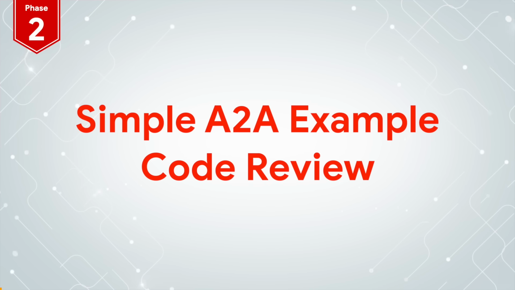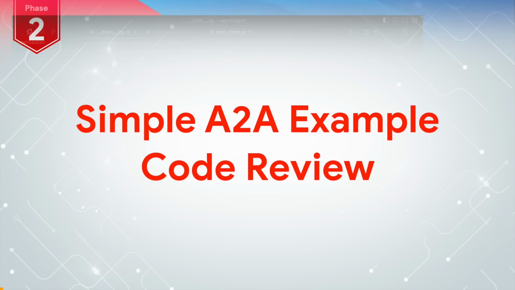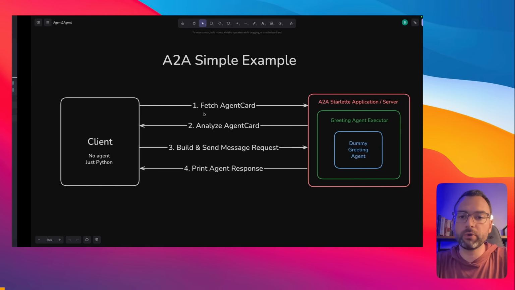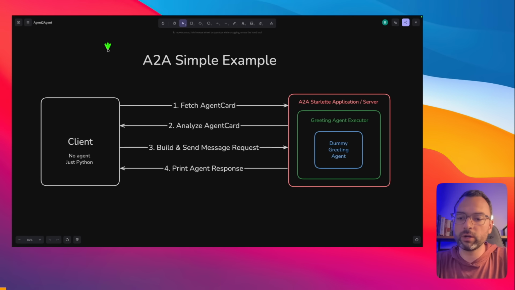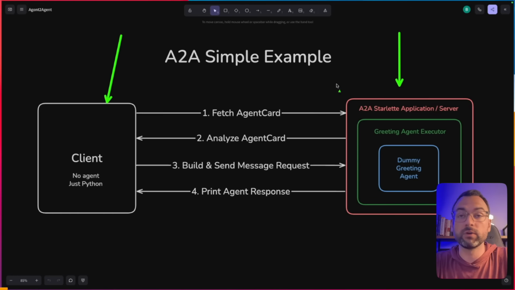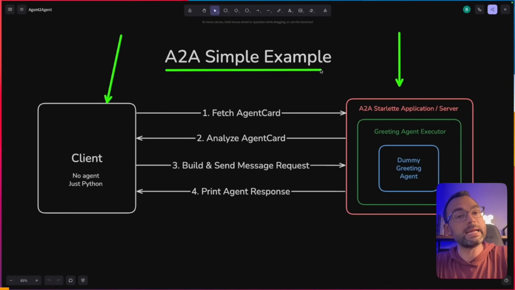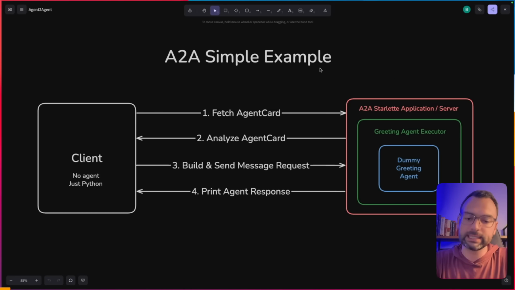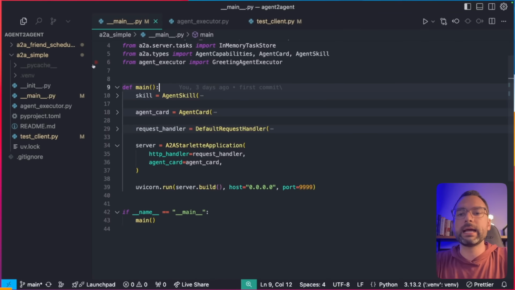So welcome to the code portion of phase 2, where we're going to cover the super simple example that we talked about earlier, where we have a client and a server, and everything is going to be using the A2A protocol so you can see all the core concepts in action. Now, inside of this super simple example, you can find all the code in A2A_simple, and we are mostly going to be looking at 3 different files together.